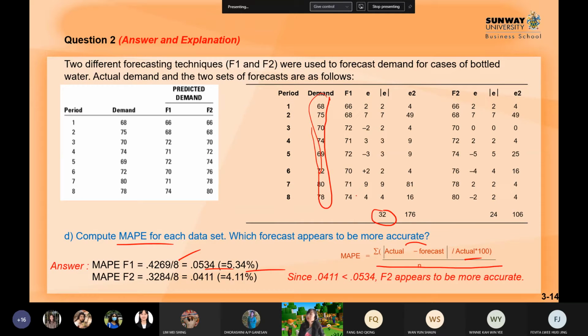Then you do the comparison, and definitely F2 is more accurate. You see, when you use MAD, MSE, MAPE, it's a different perspective. One is for natural calculation, one is for big numbers of difference, and another one is the percentage of the difference.